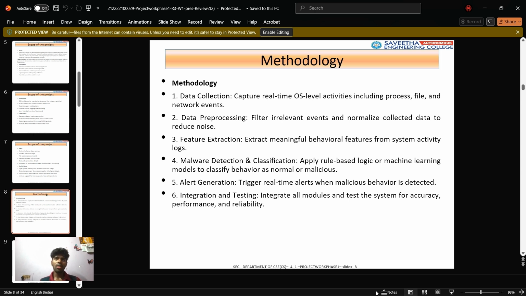Then alert generation. Whenever there is a high spike on CPU or a high spike on memory, it immediately triggers a real-time alarm so that we can detect that some attack has been performed in our system. And integration and testing. This integrates all modules and tests the system for accuracy, performance, and reliability.